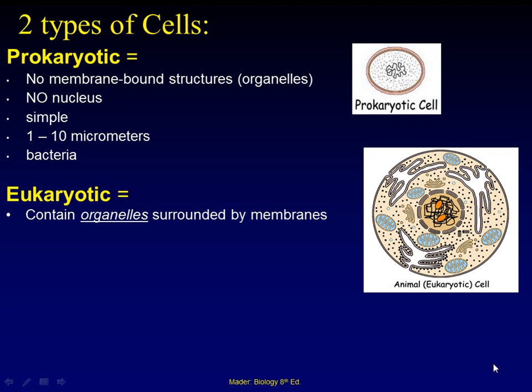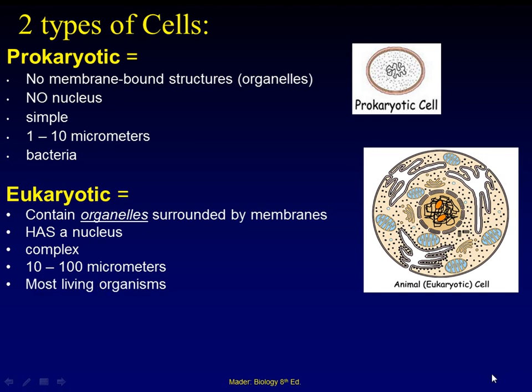Okay? And the largest one, usually in a cell, is the nucleus. So eukaryotic cells have membrane-bound structures called organelles, including a nucleus. They are very complex compared to prokaryotic cells. And as you can see in the illustration, they're larger than prokaryotic cells, usually between 10 and 100 micrometers. And again, this would be everything that's not a bacterial cell, most living things. Everybody okay?